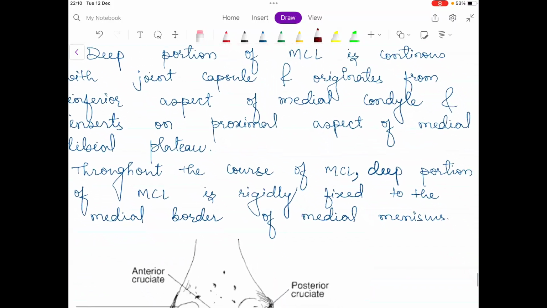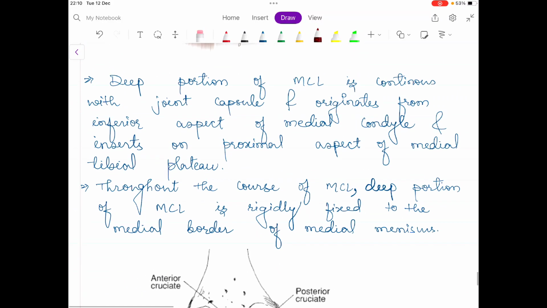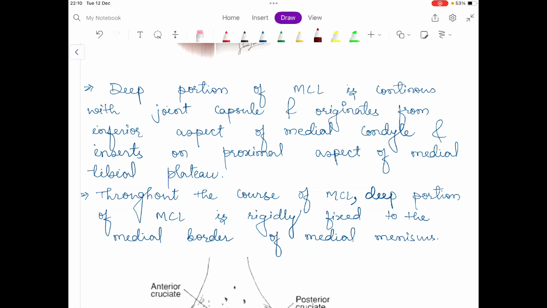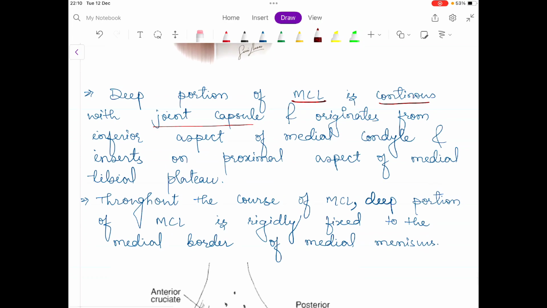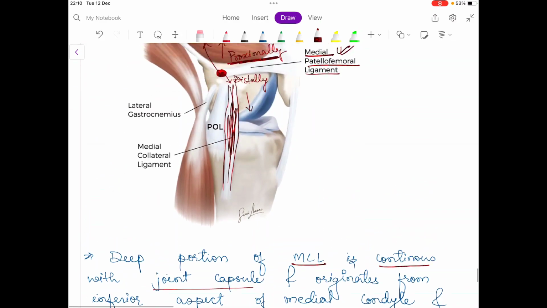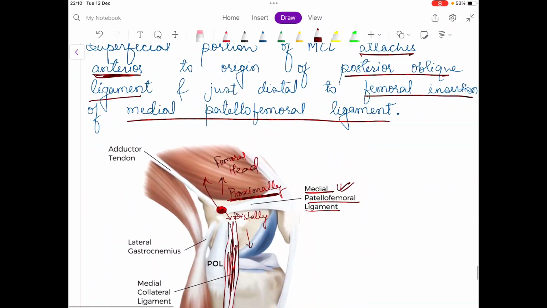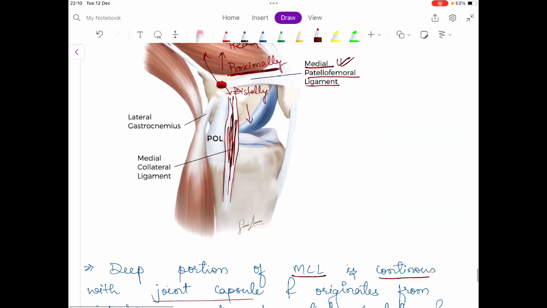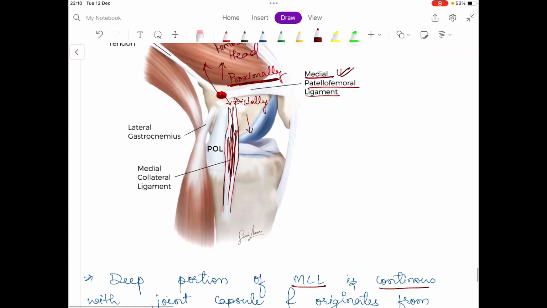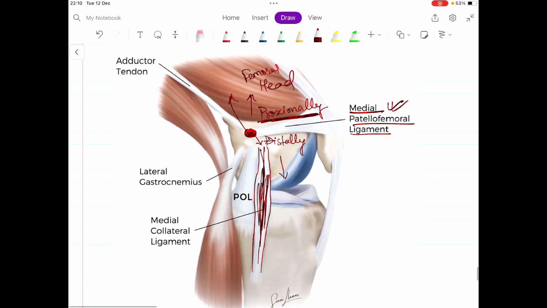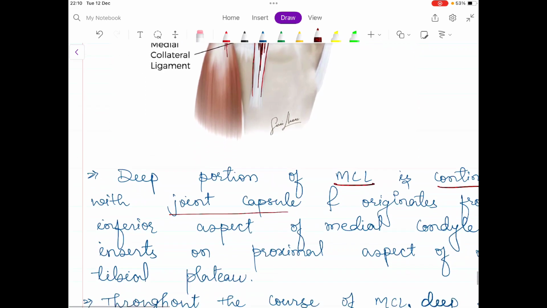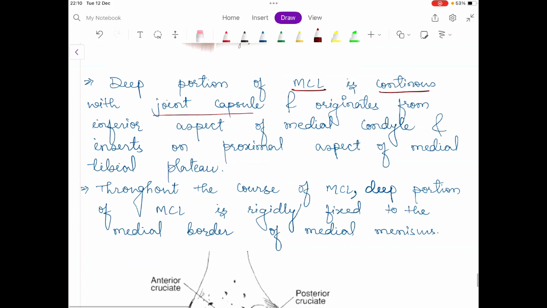Now let's talk about our next point. The next point says the deep portion of the MCL is continuous with the joint capsule. We have already talked about the superficial portion. Now we are talking about the deep portion. Let me see if I have left any point. Okay, no point has been left. In this diagram you can see this one is the lateral gastrocnemius and this is the adductor tendon, which is a normal thing to notice.